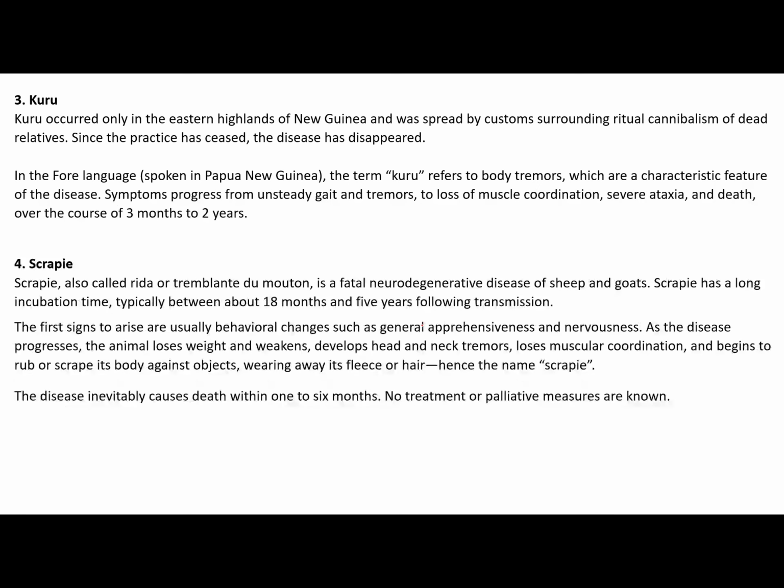Now let's go to the third one, yung kuru naman, class. Now, kuru occurred in the eastern highlands of New Guinea and was spread by customs surrounding ritual cannibalism of dead relatives. So, yung kuru, class, what happens here is that they would cannibalize.